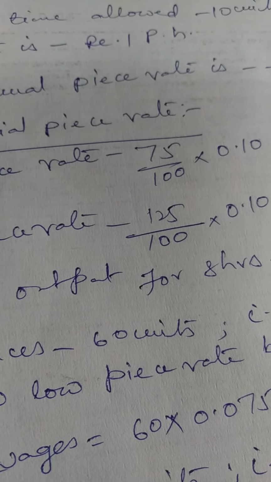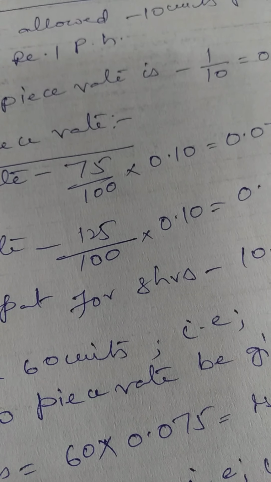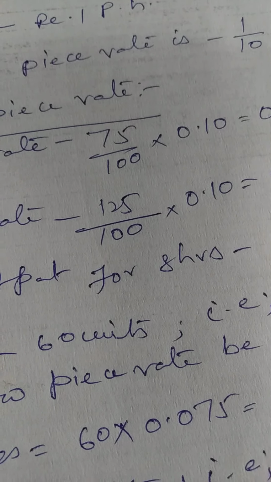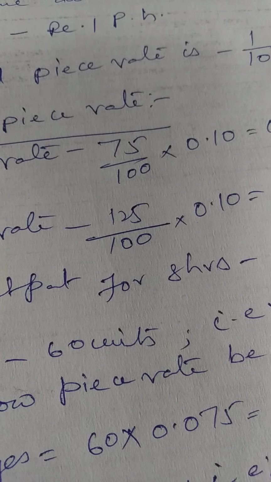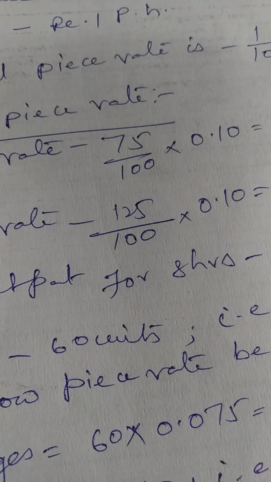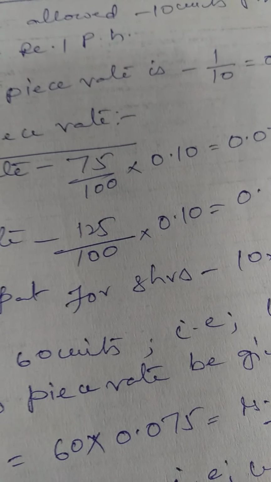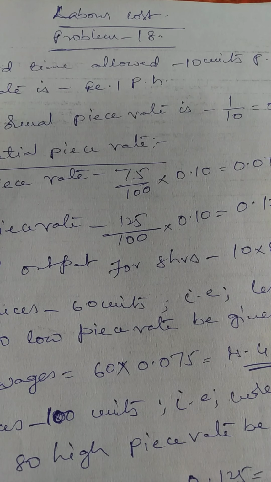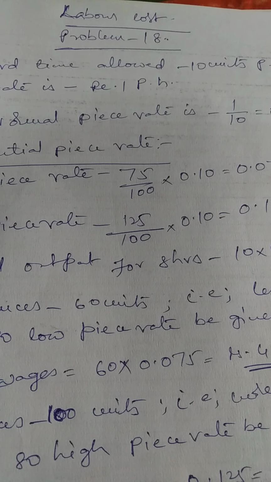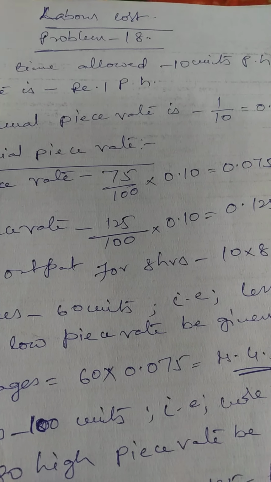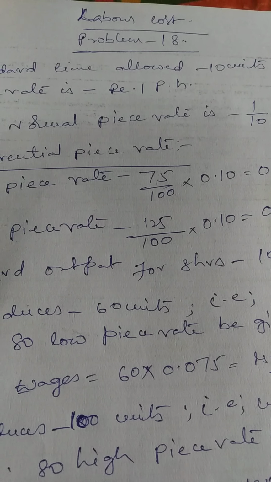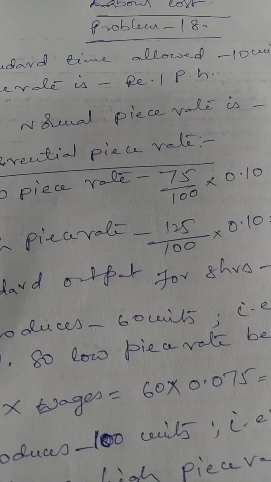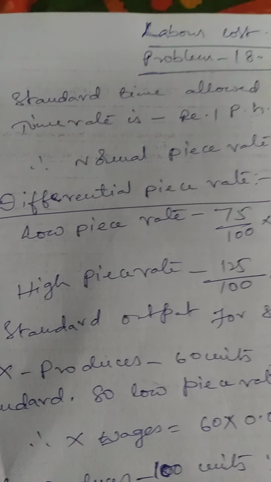In labor cost, problem number 18: with the help of the following information, you are required to ascertain the wages paid to workers X and Y under the Taylor system. The given information is: standard time allowed is 10 units per hour, and the normal wage rate is rupee 1 per hour. Calculate in two differential piece rate systems, that is 75% for the low performer and 125% for the above standard performer. The workers have produced in a day of 8 hours: X 60 units and Y 100 units. This was the given problem.